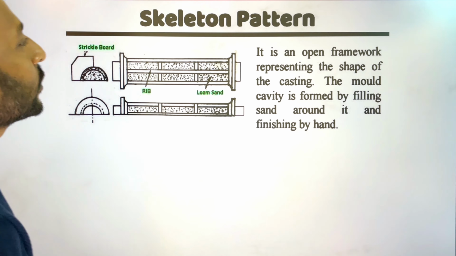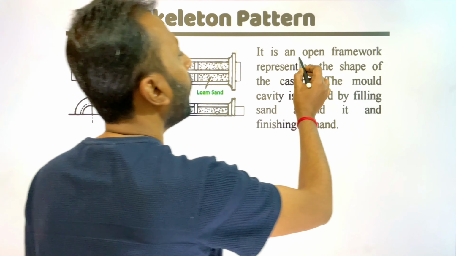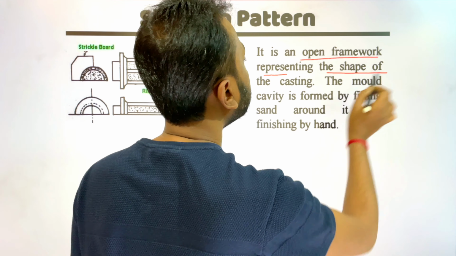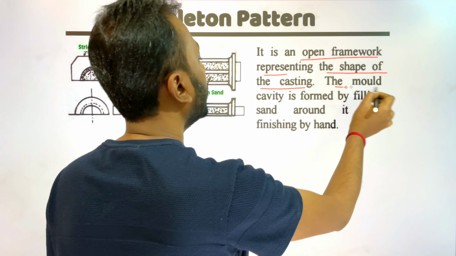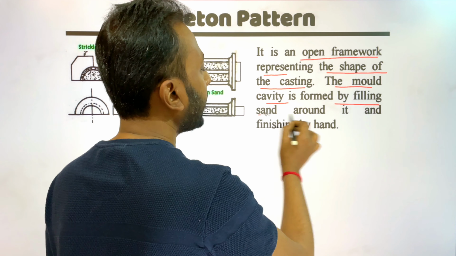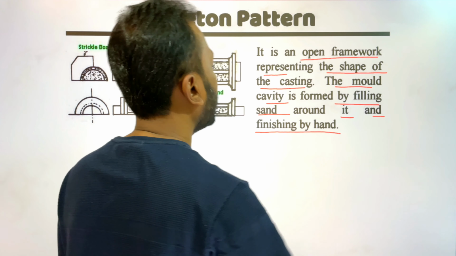Next is the skeleton pattern. It is an open framework representing the shape of the casting. The mold cavity is formed by filling sand around it and finishing by hand.